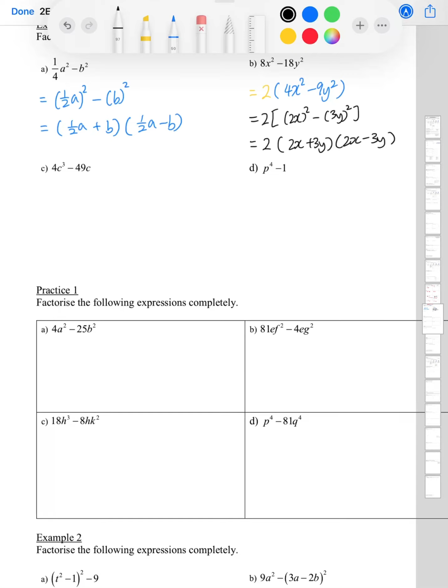Okay. So that goes the same for your part C. The first common factor that you see in this question will be your c. So when you take out your common factor of c, you have 4c squared minus 49, and you will go on to express it as (2c) squared minus 7 squared. So factorizing the difference of two squares at the back, c(2c plus 7)(2c minus 7).